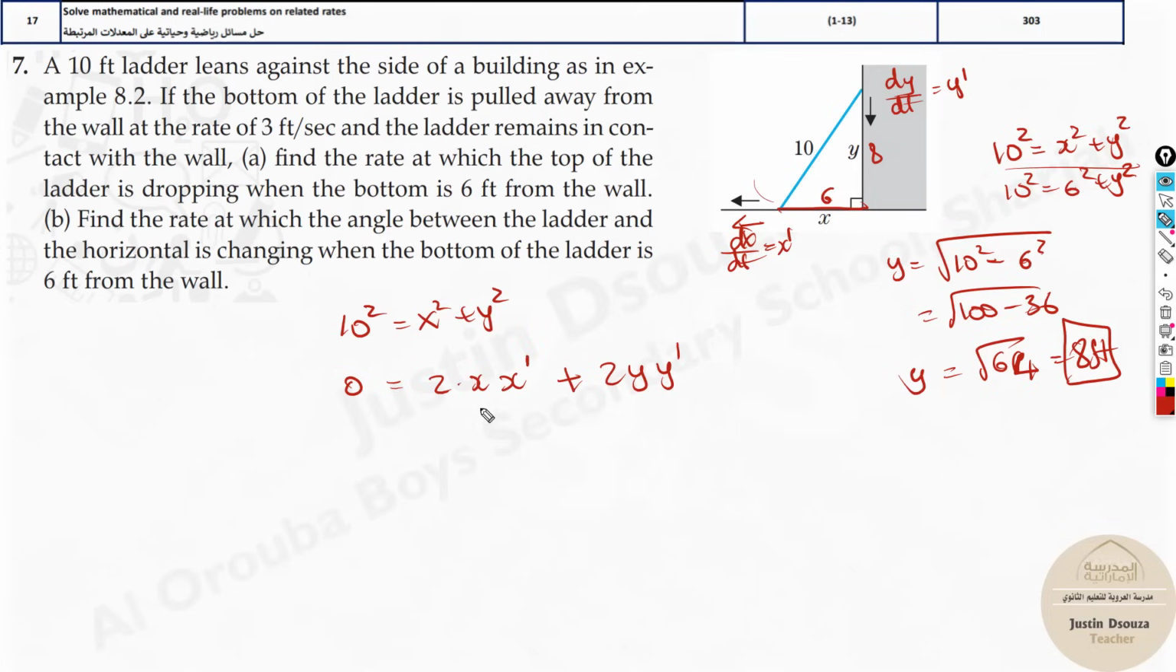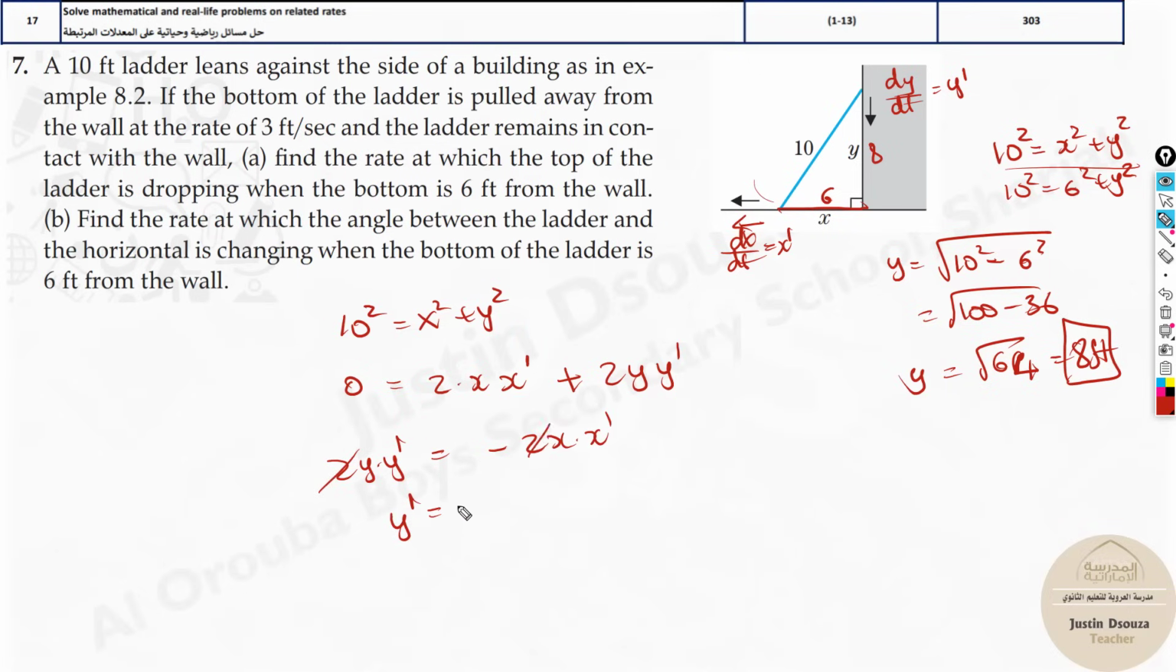What else? Now over here, we need to find y dash. Leave this y term, take everything else to the other side. I'll write this first. 2y into y dash equals, this goes to the other side, minus 2x into x dash. Now only y dash is what we need.